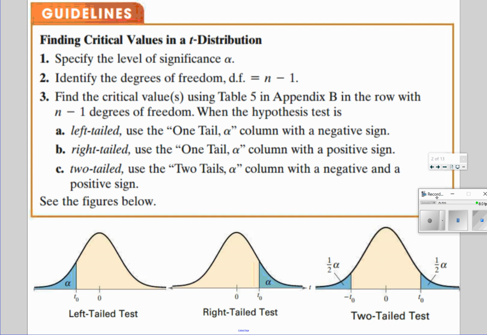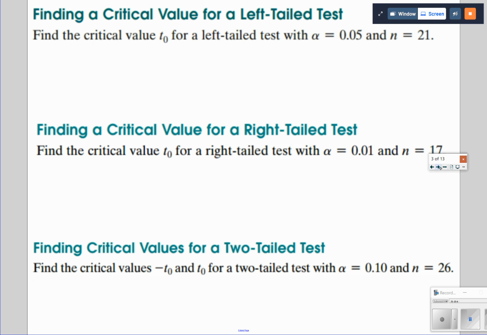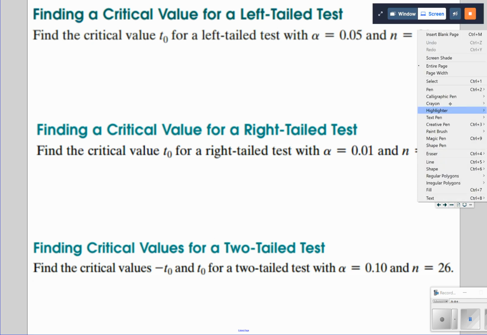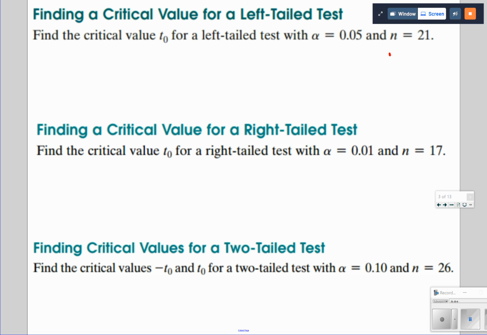So that's the first thing that we're going to do, is just practice finding these real quick. Okay, so it says find the critical value t sub 0 for a left-tailed test with a level of significance of 0.05 and n equal to 21. So if n is equal to 21, what is degrees of freedom equal to? 20. Okay, so left tail test means one tail test. All right, so we're going to find one tail at the top. We're going to go over to where it says 0.05 and then go down to 20 degrees of freedom.